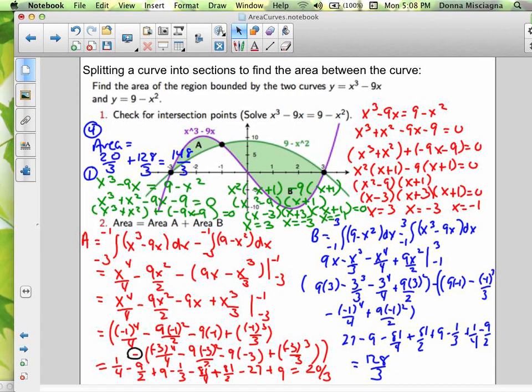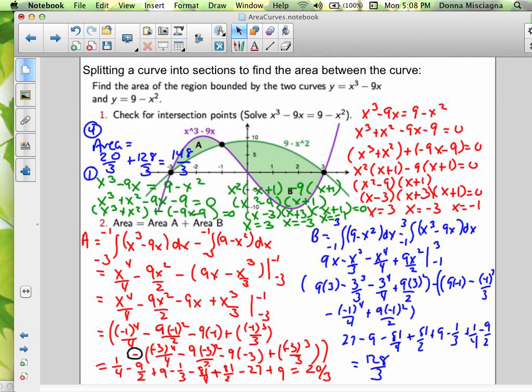So we have a minus in front of that 9, but then we have to distribute the negative, so that becomes a plus 81 halves. And then we would have had a plus 27, but then we have that negative sign, so that becomes a minus 27, and then plus 9. So you add that together, you get 20/3. That's for section A, right?